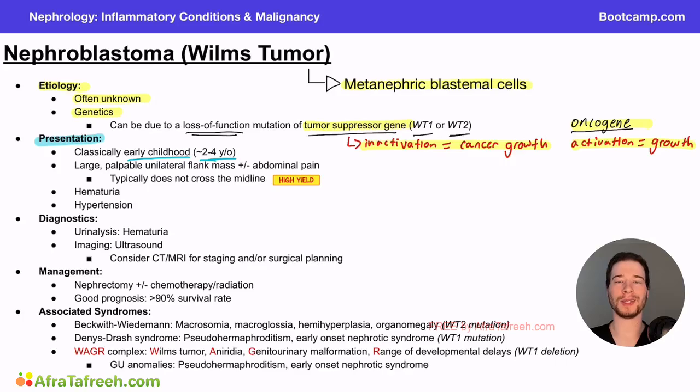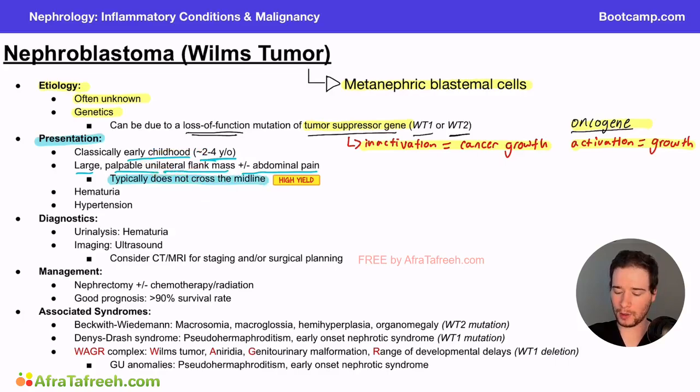Additionally, some other important presenting findings I want you to keep in mind include a large, palpable unilateral flank mass with or without, so plus or minus, abdominal pain. So if these tumors develop, they can get very large over time, and they can cause pain for a patient. However, if they're smaller and they're not causing pain, that doesn't have to be a present symptom for this diagnosis to be there. Now, super high yield, I want to keep in mind, this typically does not cross the midline. So we're saying it's a unilateral mass that does not cross the midline.